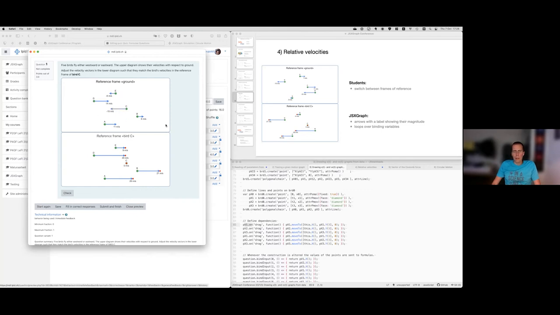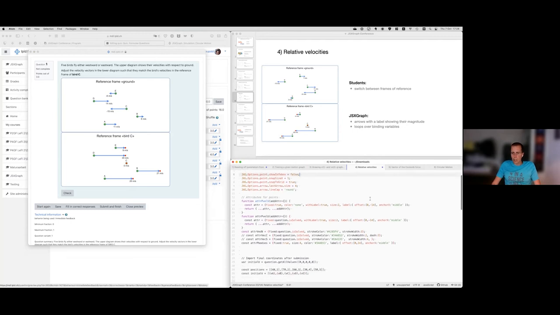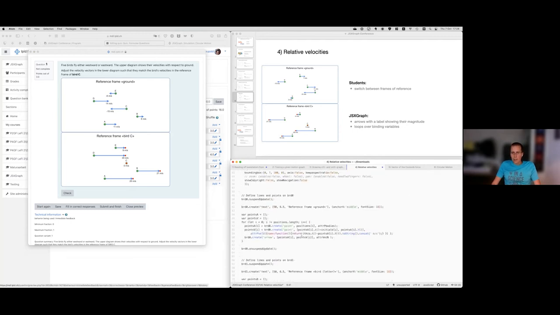I find this really helpful because this helps students visualize and practice the relativity of velocity. And on the technical side, I wanted to create arrows with a label that shows their magnitude. So how is this done? This you can find here.